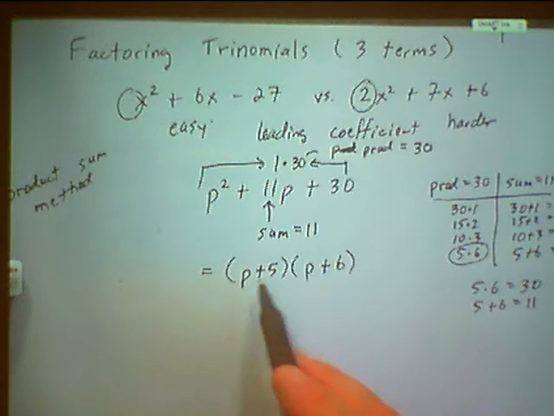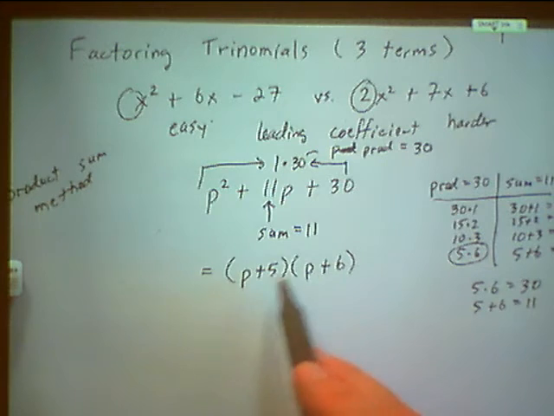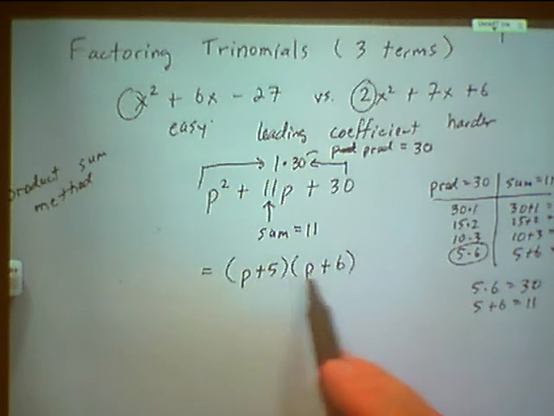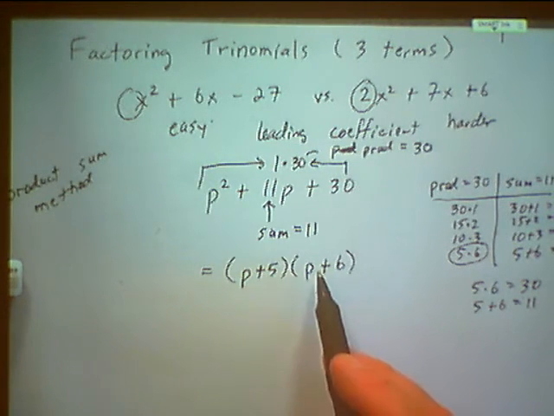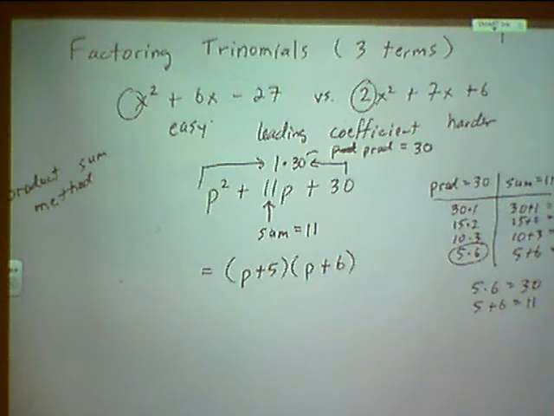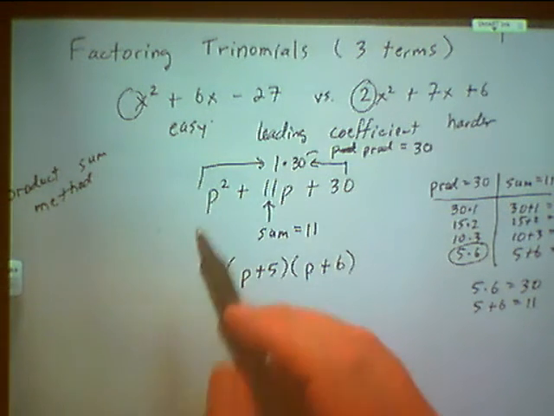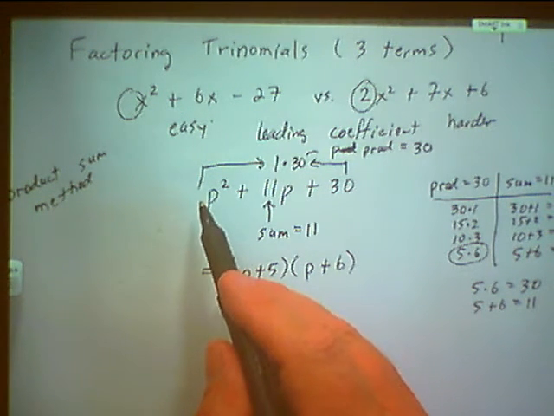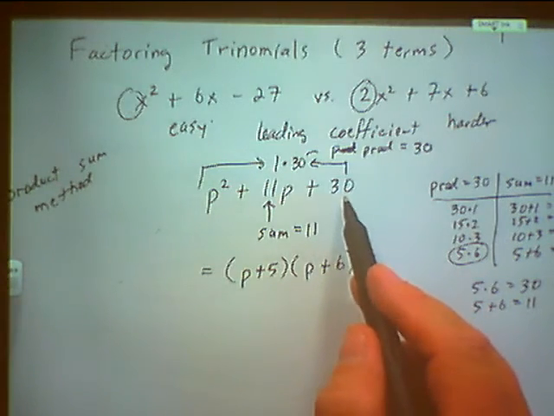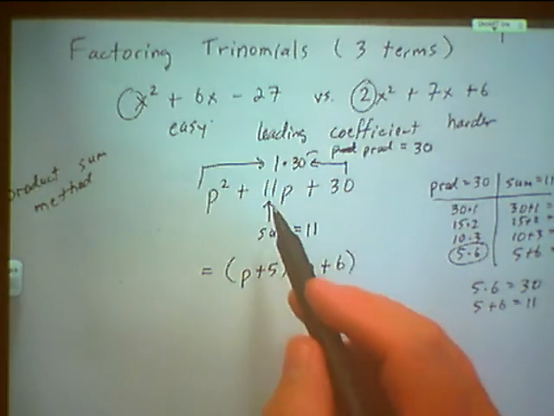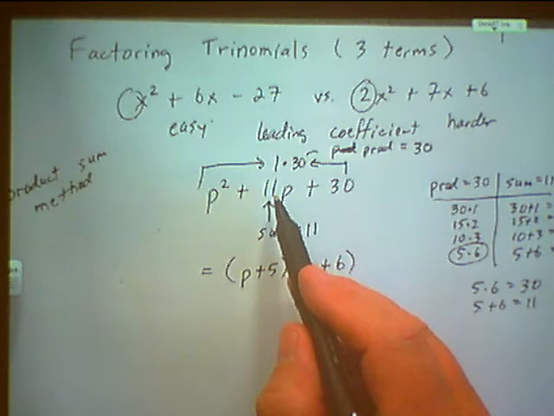And once again, if you would take the time to multiply out these parentheses, if you would FOIL them, or whatever you like to do, it's going to equal my original trinomial. So this is called product sum. So once again, to review quickly, the product is the number in front of the square term times the last term. The sum is the coefficient of the middle term.